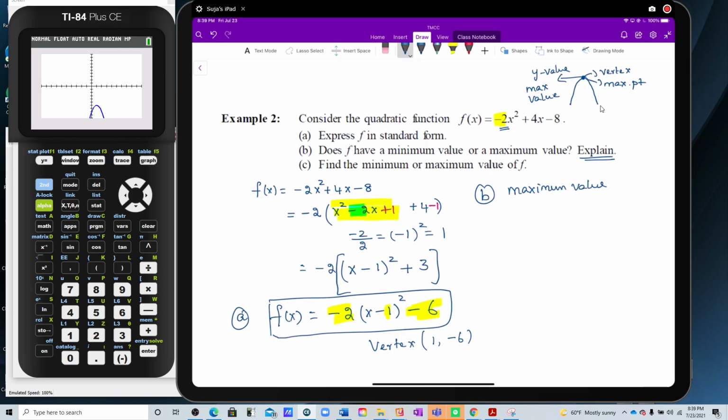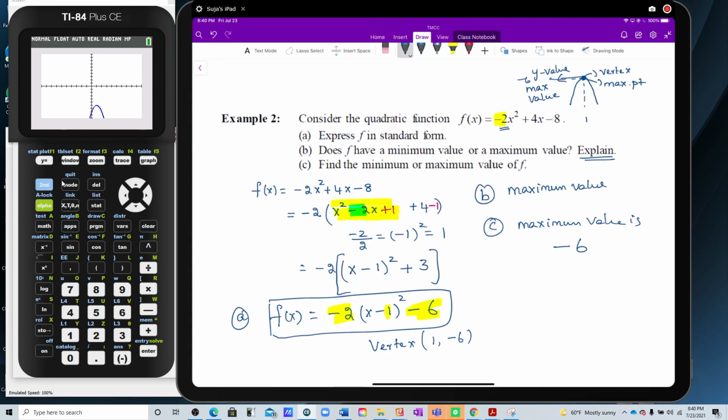And it says find the maximum or minimum value. It's asking what the y value would be. We don't have to look at the graph because I can see the vertex is 1 comma -6, which is the tip of this parabola. So my x value is going to be 1 and my y value is going to be -6. Therefore, the answer for C is that the maximum value is -6. Do not write the coordinates. It's asking for the maximum value, which means it's asking for the y value.